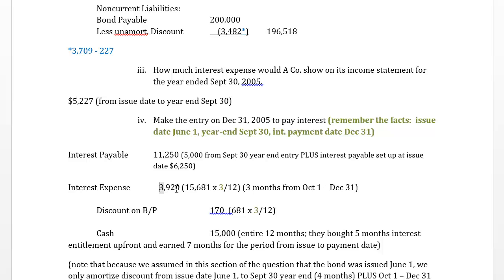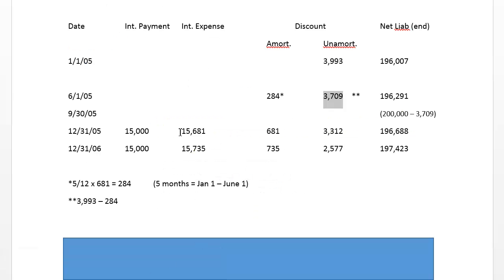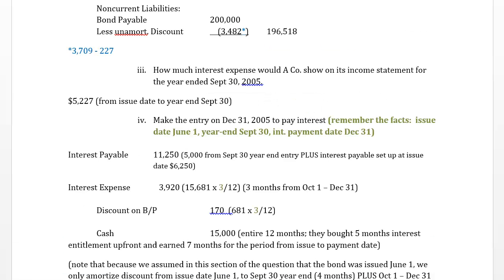Your interest expense, again, we know from earlier in the question that the full amount of interest expense for 12 months in 05 would have been $15,681. We just want to set it up or expense 3 months of it. That would be October, November, and December, right? So 3 months is $39.20.